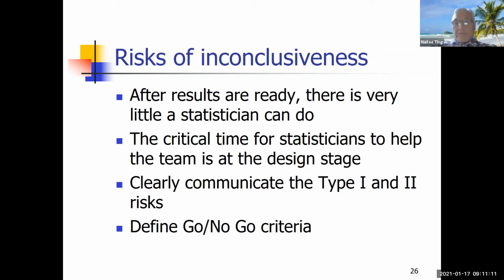How do you understand the risks? So the critical time for a statistician to help the team is at the design stage. Clearly communicate type 1, type 2 risks. That's why the communication tool is absolutely important, and define go, no-go criteria. That's where statisticians make real contributions to the company.